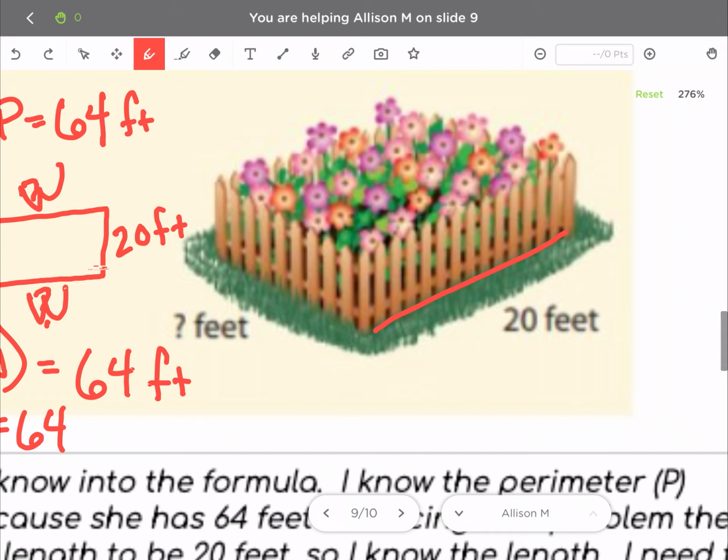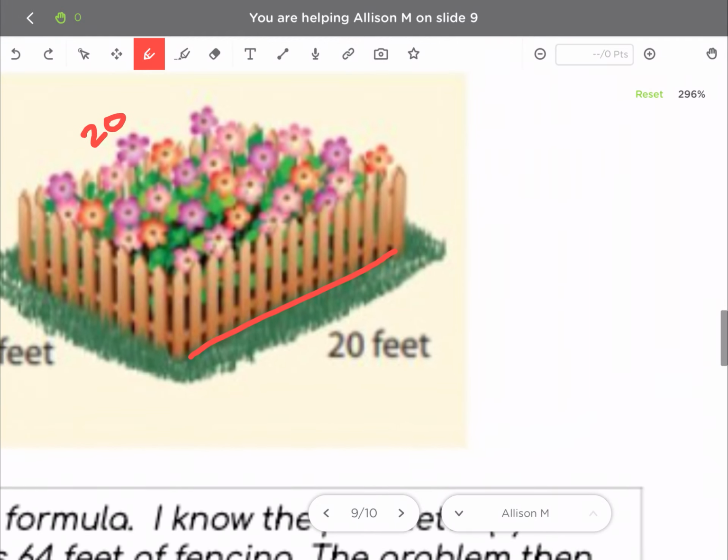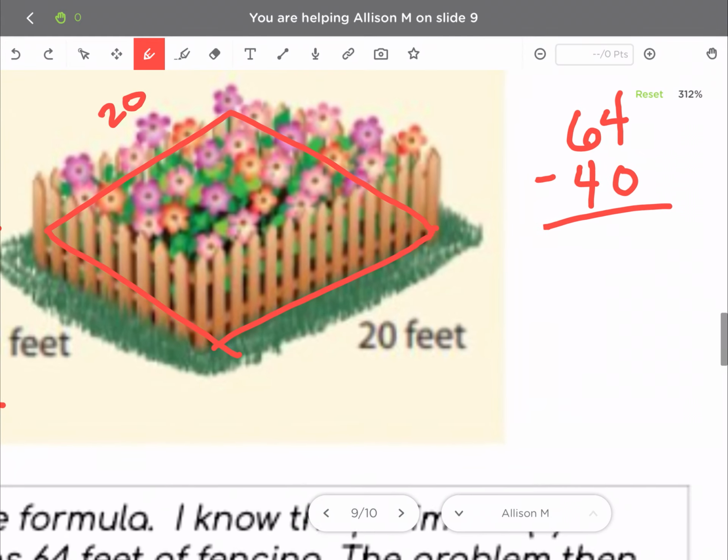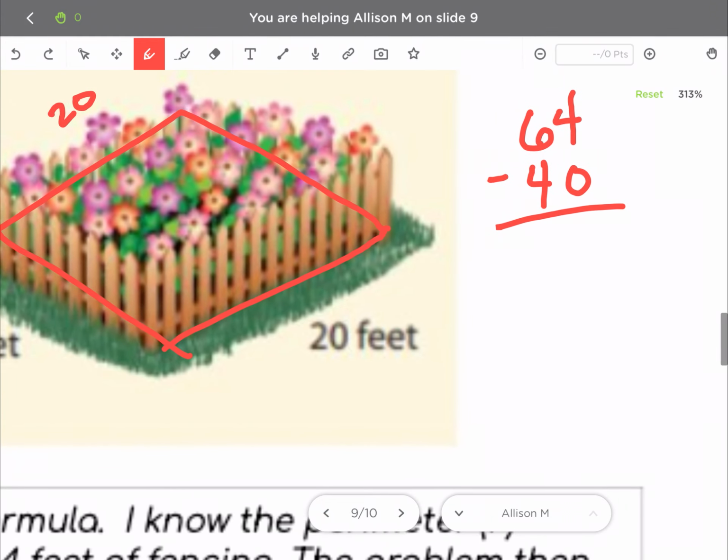So this is 20 feet. We know that this side is 20 feet. So that's 40 feet so far. 2 times 20 is 40. So right here I'm going to put 64 is the total around the whole fence. But we already know 40 of it is the length. So 4 minus 0 is 4, 6 minus 4 is 2. We have 24 feet left.